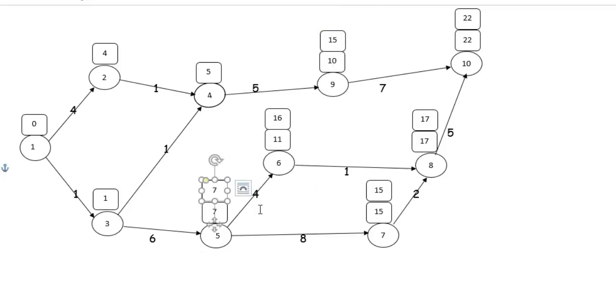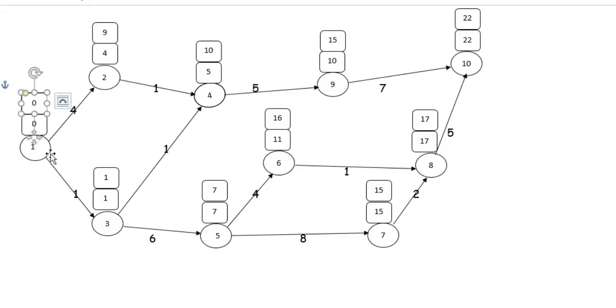Node 5 is equal to 16 minus 4 or 15 minus 8, whichever is less, which is 7. Node 4 is equal to 10, which is 15 minus 5. Node 3 is equal to 10 minus 1 or 7 minus 6, whichever is less. 7 minus 6 is the lesser value, which is 1. Node 2 is equal to 10 minus 1, which is 9. Node 1 is equal to 9 minus 4, which is 5, or 1 minus 1, which is 0. So 0 is the smallest one.